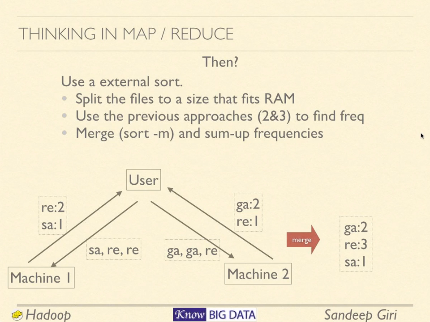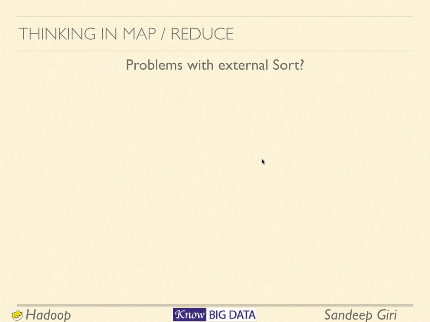So was I able to explain this approach? Because this is a very important approach. I delegated all of my work to all the other machines and then merged it all together. Okay, so this is the approach we used before MapReduce came into play. Do you think there is a problem with this external sort? Anybody?